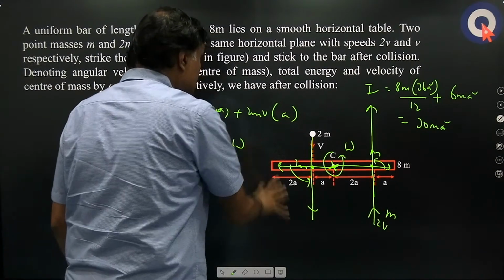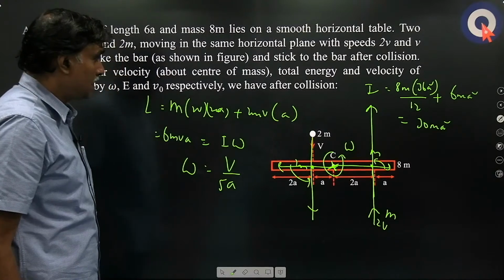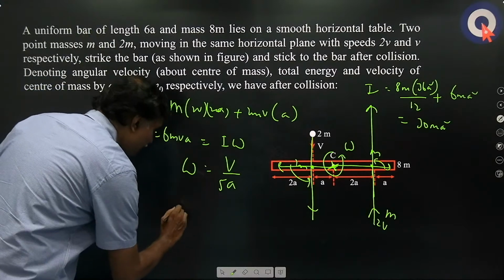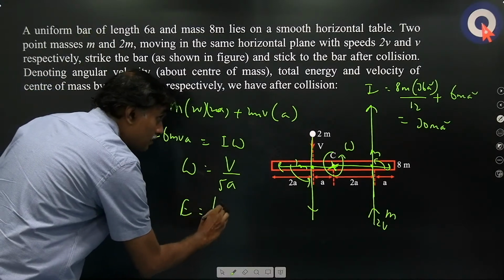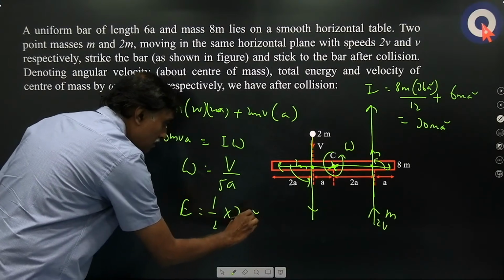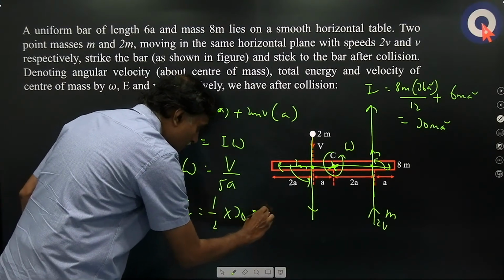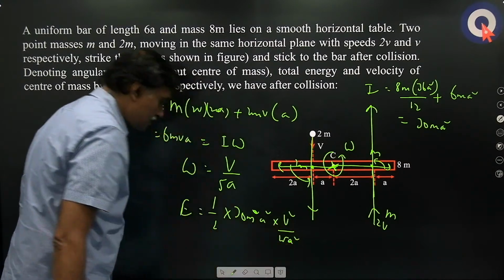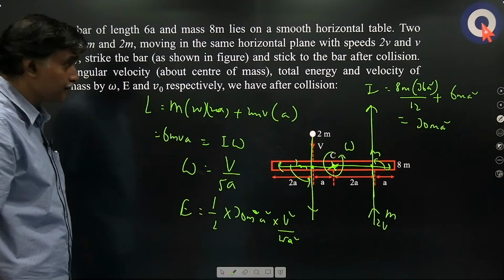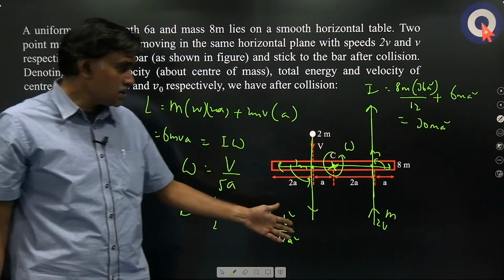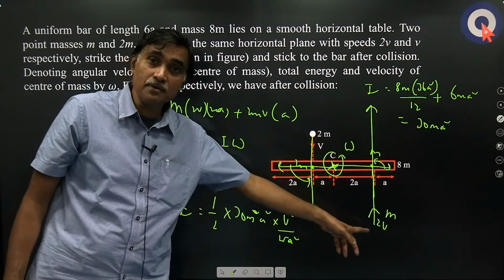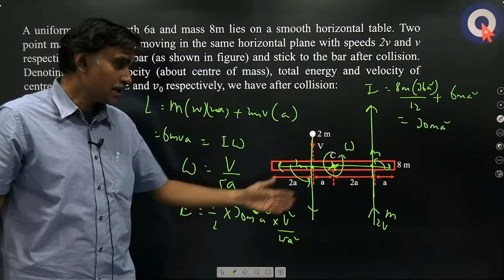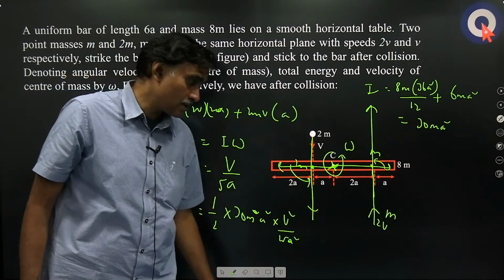So this is the angular velocity immediately after collision, and if they ask for total energy, it is half I omega square. What is the total energy after collision? Half I omega square. What is I? 30ma square into omega square, which is v square by 25a square. That is the energy after collision. What is the energy before collision? Half 2m v square plus half m (2v) whole square. So what is the loss in energy during collision? It is initial kinetic energy minus final kinetic energy. Like that also you can do.